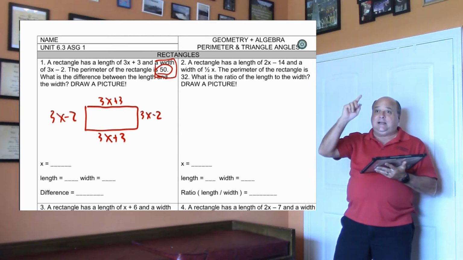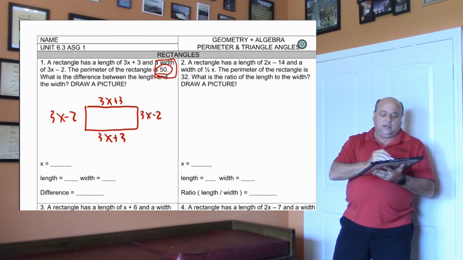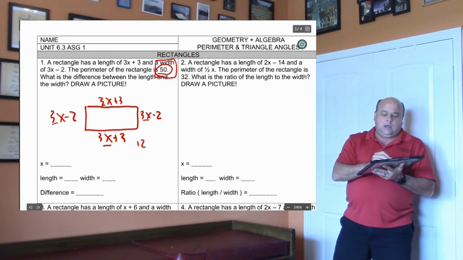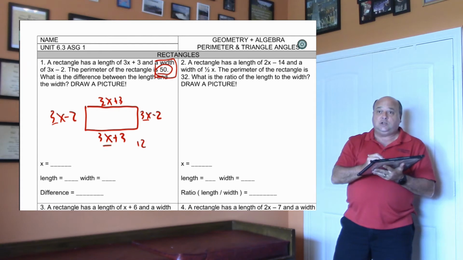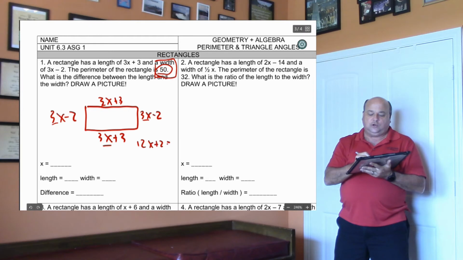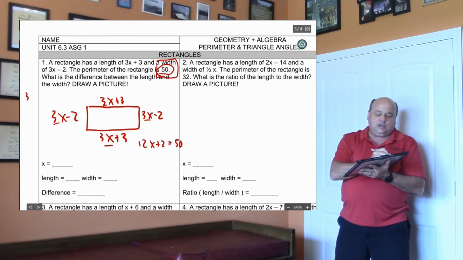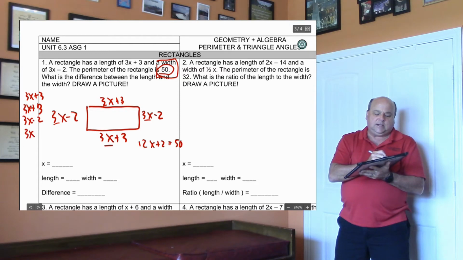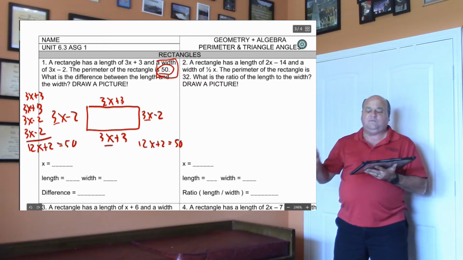Now then, I'm going to just add these up like up here, okay? So 3x, 3x, 3x, 3x, that's 12x. Plus 3 plus 3 is 6. Minus 2 minus 2 is going to be minus 4. So 6 minus 4 is plus 2. If I add all these up, I'm going to get 12x plus 2 equals 50. Another way you could do that is you could stack these: 3x plus 3, 3x plus 3, 3x minus 2, 3x minus 2. You're going to get 12x plus 2, and you set that equal to 50.